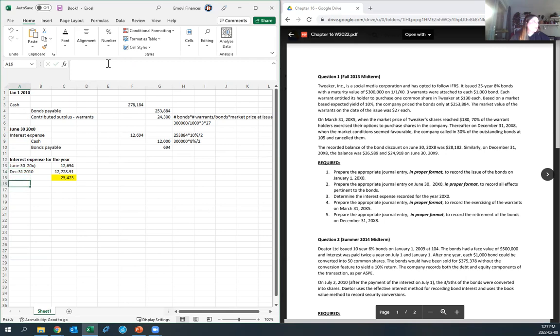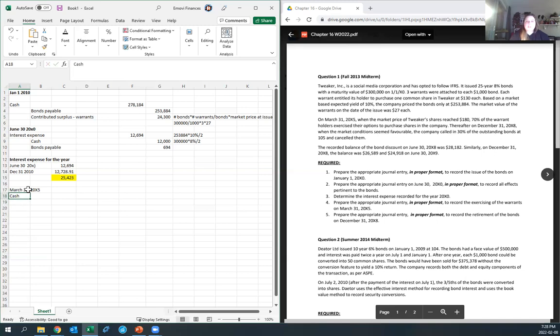All right, then for 4, they ask us to record the journal entry to record the exercising of the warrants on March 31st, 2015. So I'll go look here at what they said. They say that when the market price of Tweaker shares reach $180, 70% of the warrant holders exercise their options to purchase shares in the company. All right, so what is happening here? The company is going to receive some cash from the warrant holders.